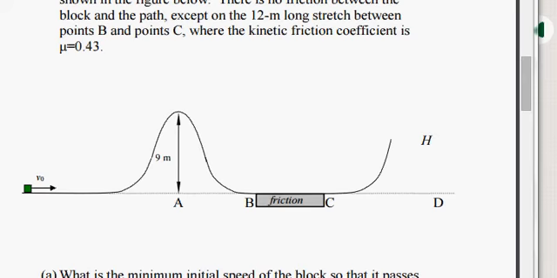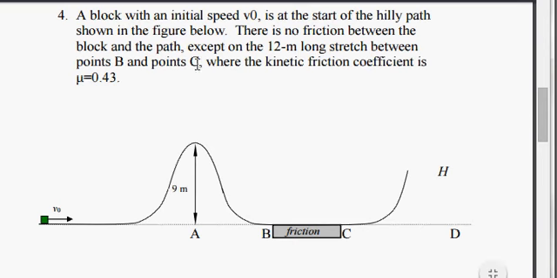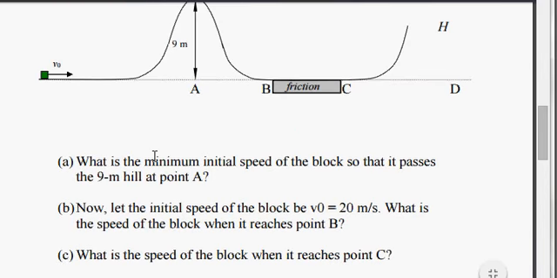So number 4, initial speed on a hilly path. So it's obviously conservation of energy. And it starts with the minimum initial speed, so it passes the 9-meter hill at point A. So if it's the minimum speed, that means that the kinetic energy at the top is 0.